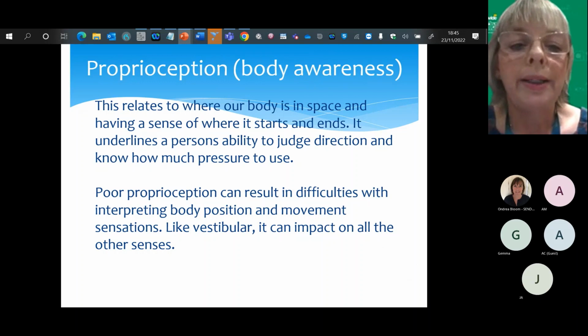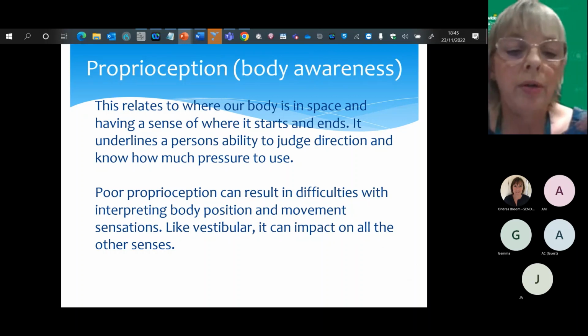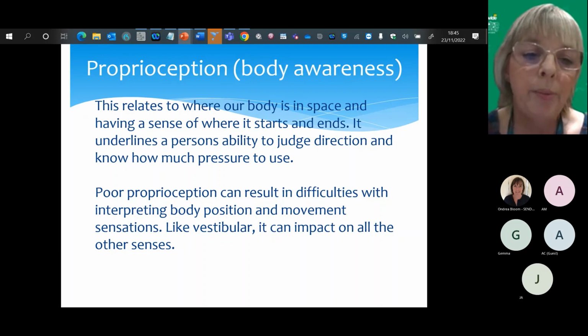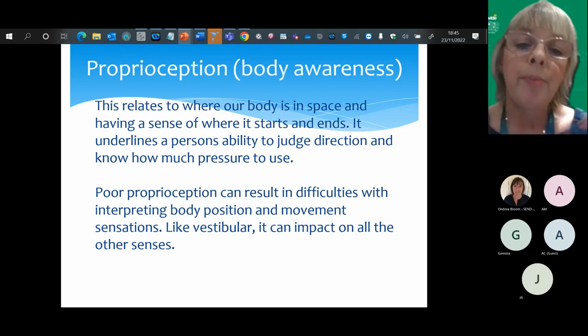Proprioception is our body awareness sense, and that tells us where our bodies are in space. So if you close your eyes and touch your nose, you're using your proprioceptive sense. Poor proprioception really does massively impact on function. It impacts on the way that we regulate and understand.